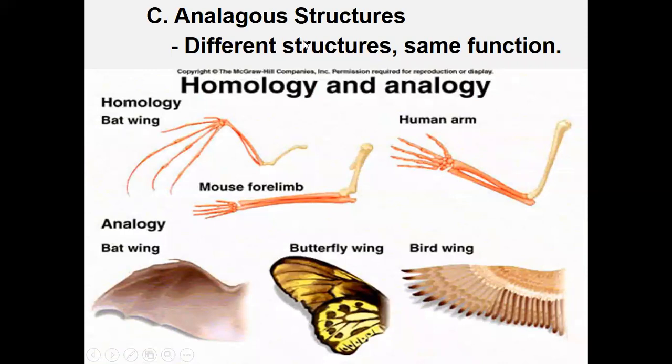Now, analogous structures. In other words, they look the same, but our ancestors are really, really far back. Think how different a bat, a mammal, is from a butterfly, which is an arthropod, from a bird, which is avis. These are really, really similar looking things. They all allow these animals to fly. But the bat, the butterfly, and the bird are not very closely related. Back to the homologous structures. The bat, the mouse, the human, all mammals, much more closely related.